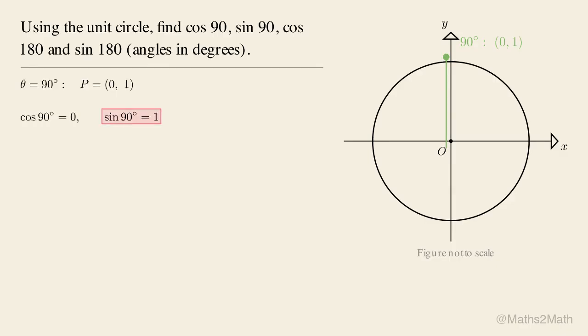Now read the parked definition. Cosine is the x-coordinate, 0. Sine is the y-coordinate, 1. Values that trip up almost everyone, read off a picture in 2 seconds.